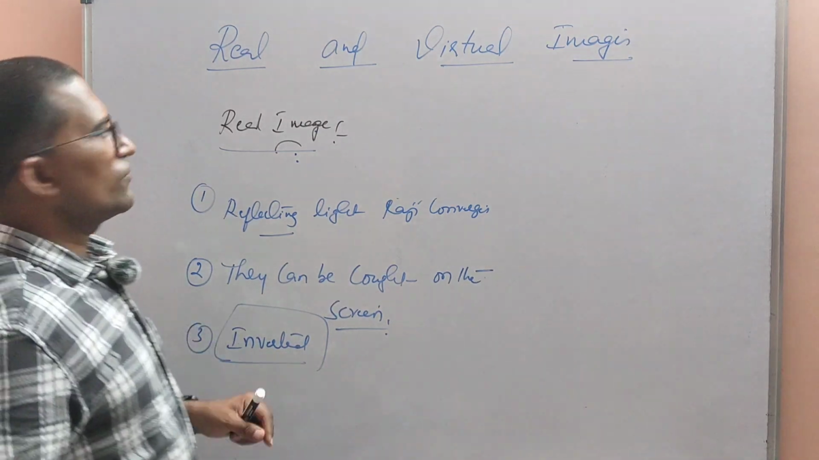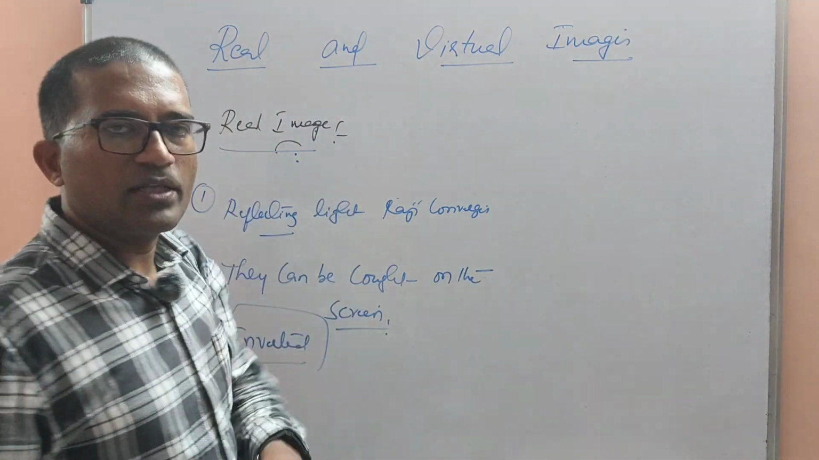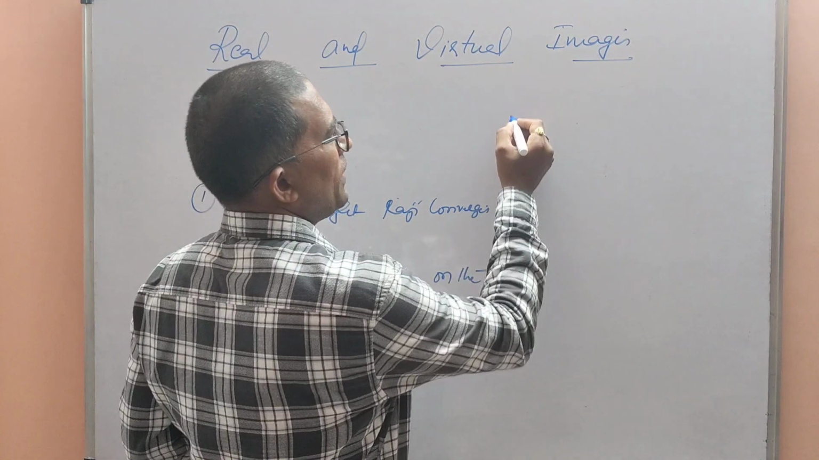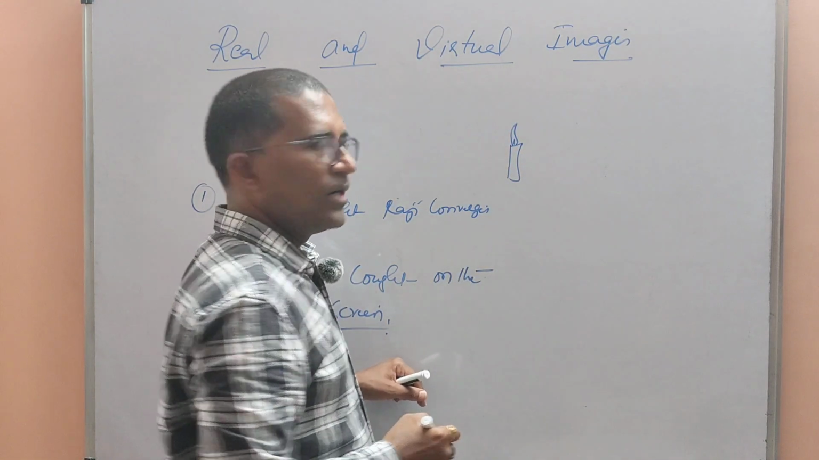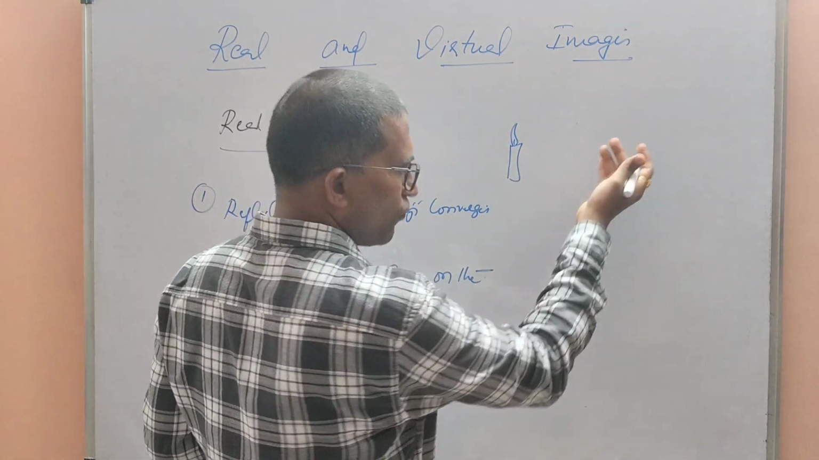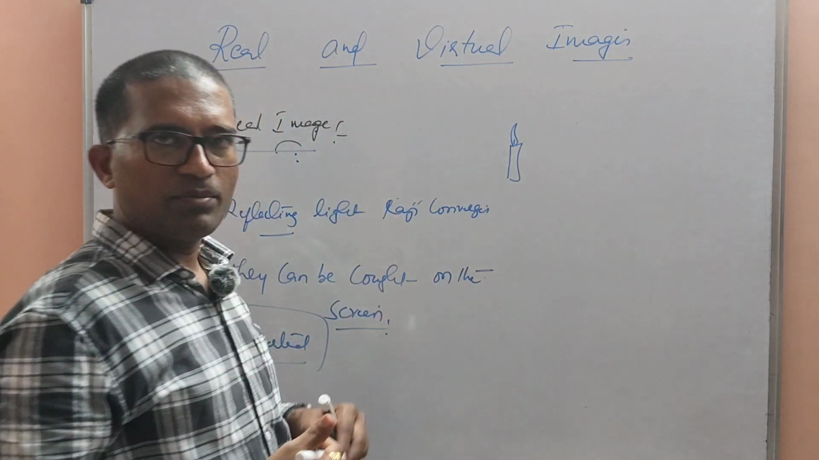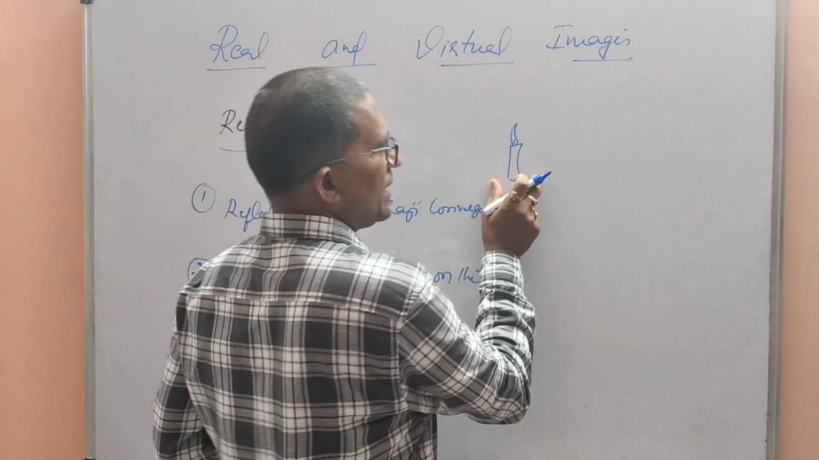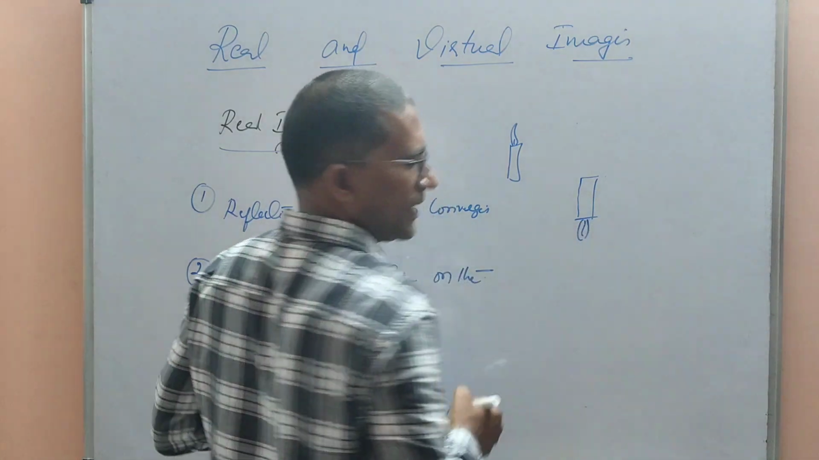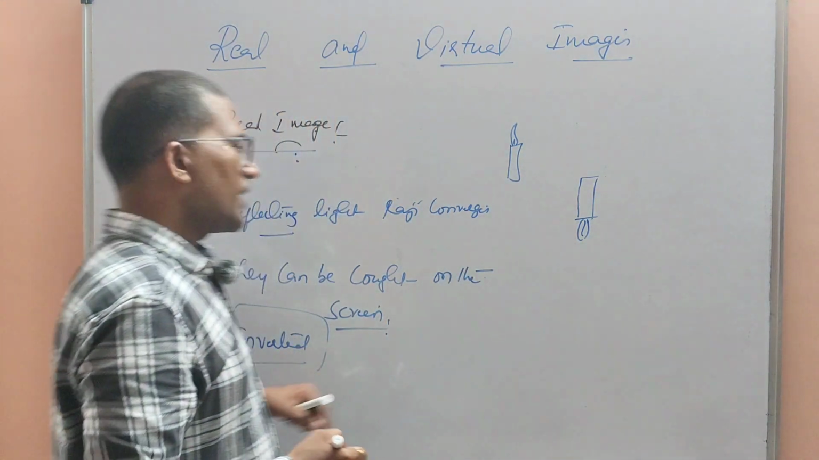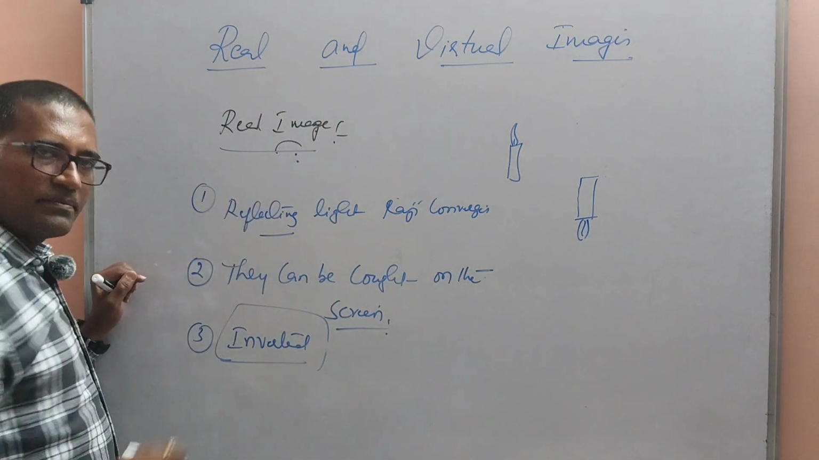They always form a real image, which will always be inverted only. They are never erect. If I place one candle in front of the concave mirror, the real image is formed, as I told you already, in front of the mirror, on the screen. If the candle is like this, the image of the candle formed on the screen will be inverted like this, meaning upside down. Real images will always be inverted.